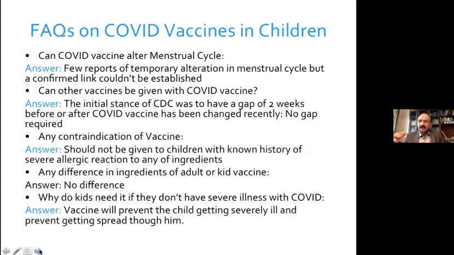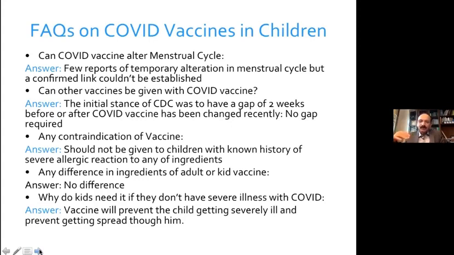There are some questions which people ask. Can you give it when the girls are menstruating? The answer is yes. Can they be given with COVID? Can other vaccines be given? I think the initial stance was to have a gap of 2 weeks, but I think no gap is now required. You can give them concomitantly with other vaccines. Any contraindications? I think unless you have a history of allergy, there is no contraindication. Any differences in ingredients of adult or kid vaccine? The answer is no. The dose is the same. The material is the same.